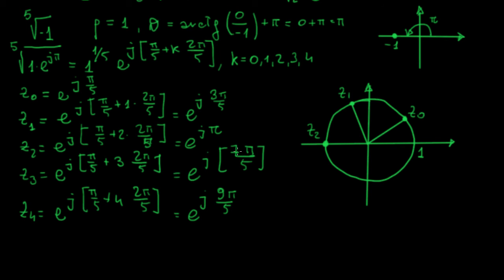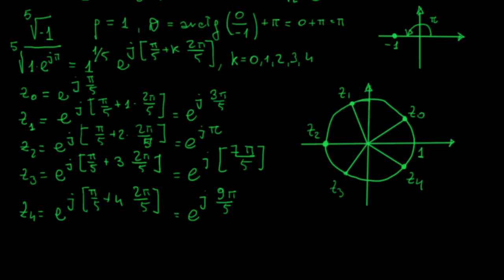This is pi over 5, this is 3 pi over 5, and 7 pi over 5 has to be located in some place here. This is z sub 3, while the last one, z sub 4, is located in this place, z sub 4.